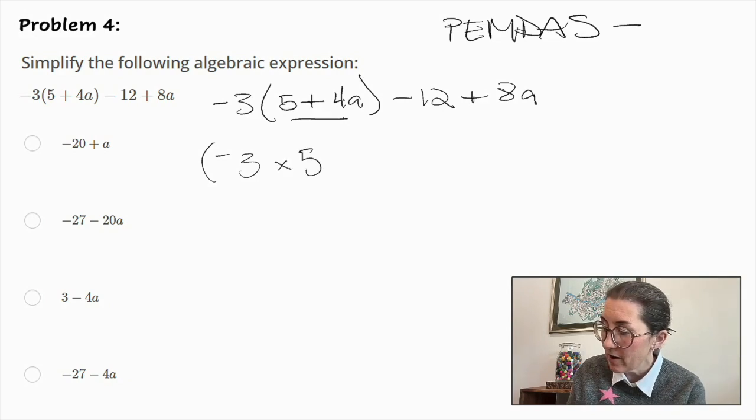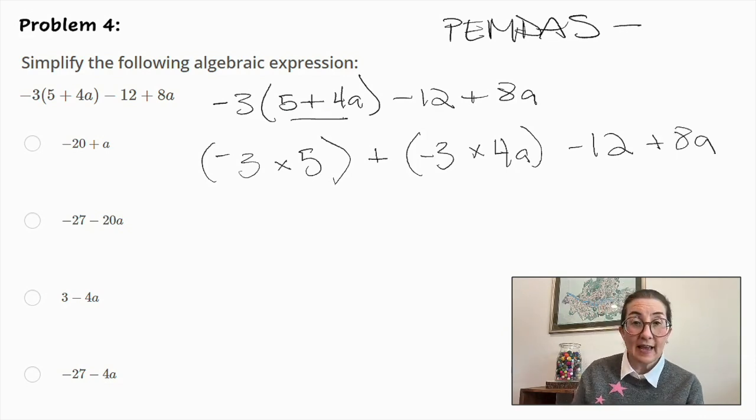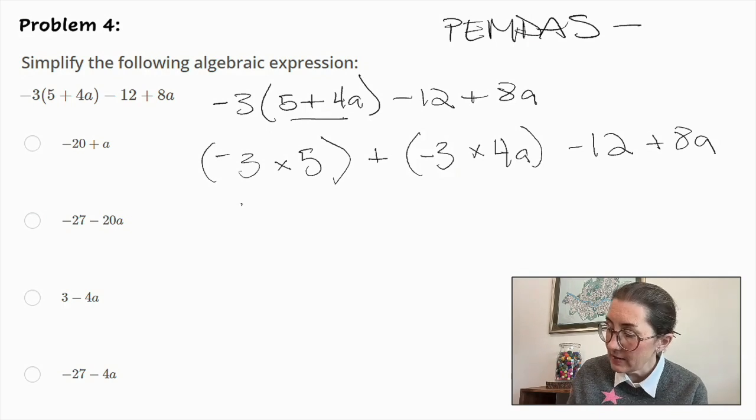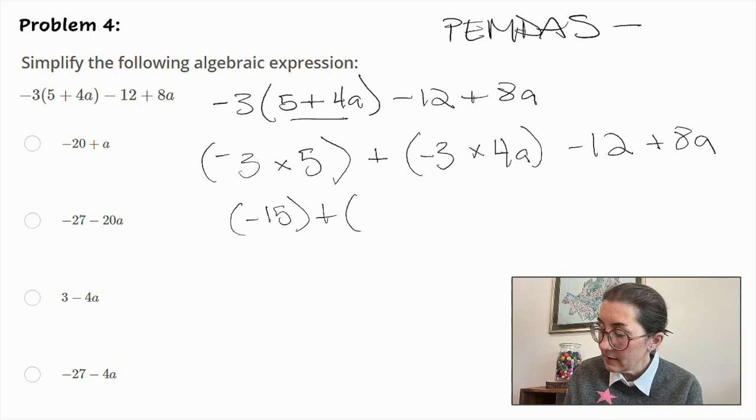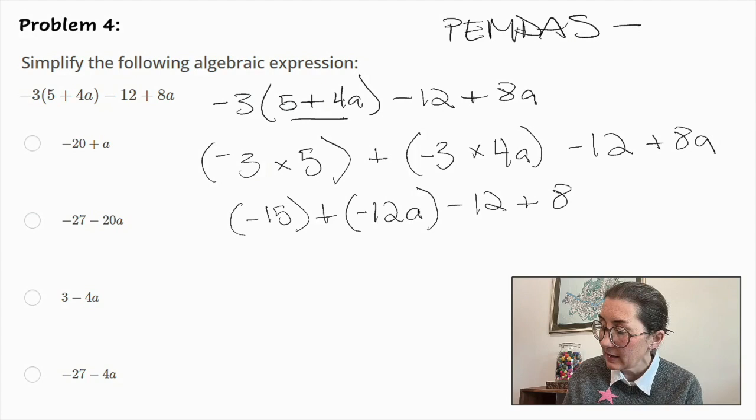-3 times 5 plus -3 times 4a minus 12 plus 8a. -3 times 5 is -15, plus -3 times 4a is -12a, minus 12 plus 8a.